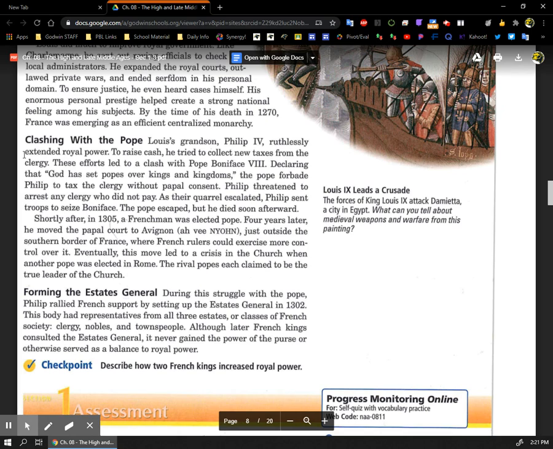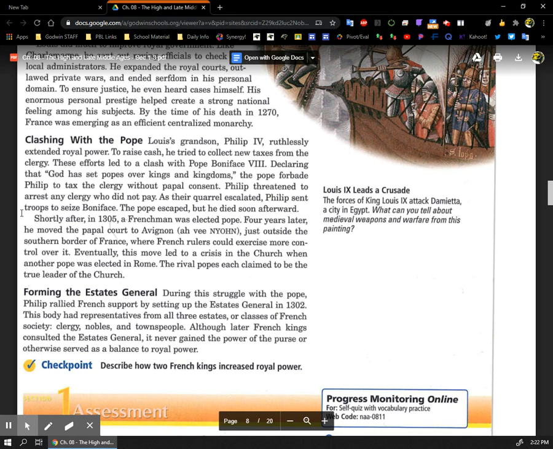Clashing with the Pope. Louis's grandson, Philip IV, ruthlessly extended royal power. To raise cash, he tried to collect new taxes from the clergy. These efforts led to a clash with Pope Boniface VIII. Declaring that God has set popes over kings and kingdoms, the Pope forbade Philip to tax the clergy without papal consent. Philip threatened to arrest any clergy who did not pay. As their quarrel escalated, Philip sent troops to seize Boniface. The Pope escaped, but he died soon afterwards.